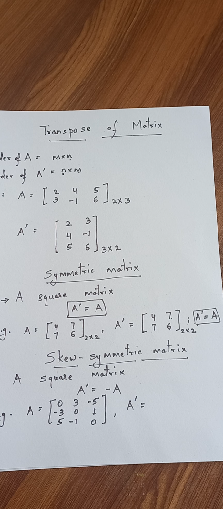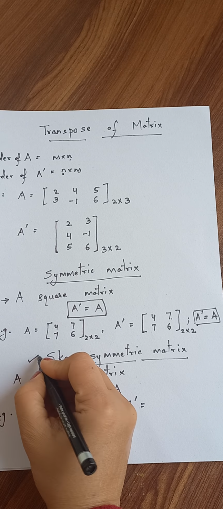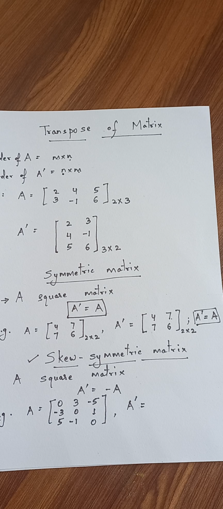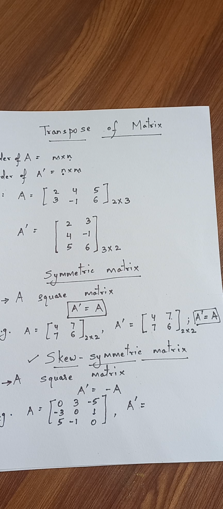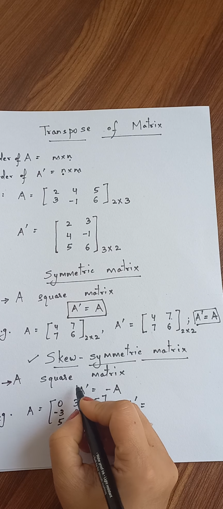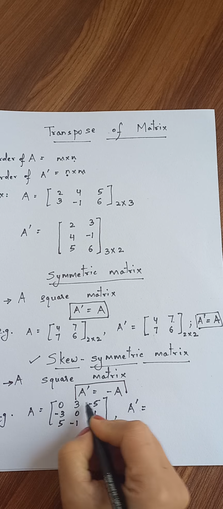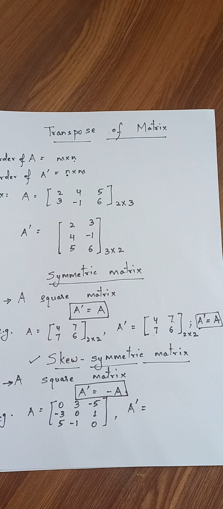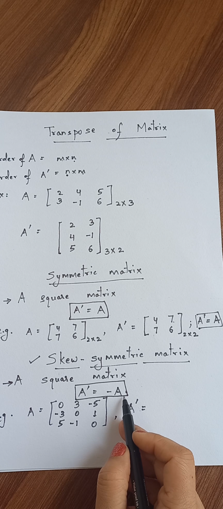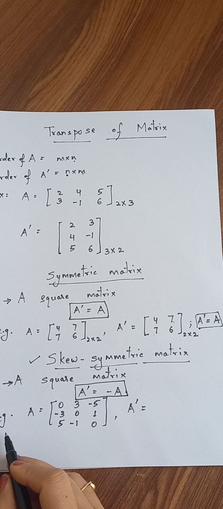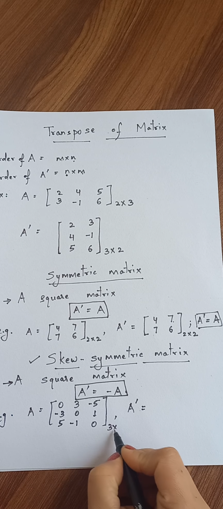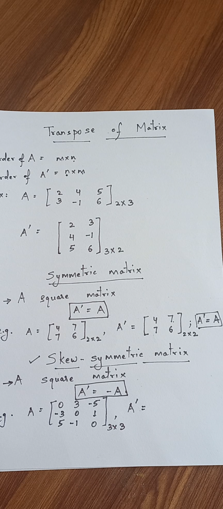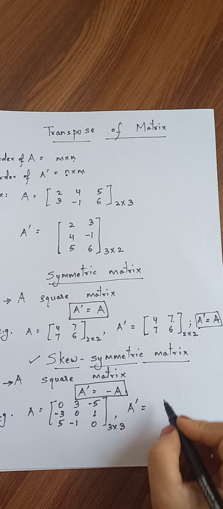Now moving ahead to the next topic, skew symmetric matrix. In a skew symmetric matrix, the very first condition is that it must be a square matrix. Apart from being square, the other condition is that A dash must be equal to -A. That means the transpose of a matrix will be equal to the negative of the original matrix. For example, we are provided with some matrix A whose order is 3 cross 3. That means it is a square matrix. Now we'll find the transpose of this matrix.